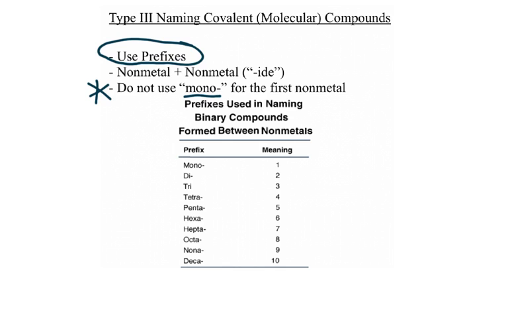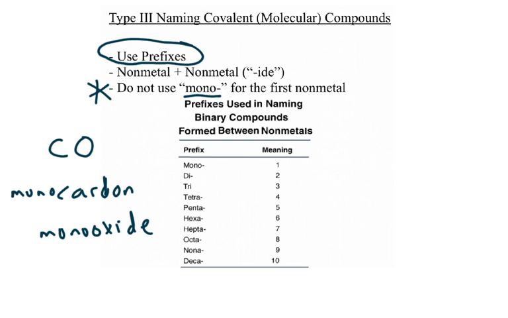So let's say you had CO. Carbon and oxygen. These are two nonmetals. So the first nonmetal is carbon, and normally there's one of each, so you would say monocarbon. And then the second one is oxygen, which you would use monooxygen, right? Or oxide in this case. I'm going to show you what we're going to do here. Monooxide.